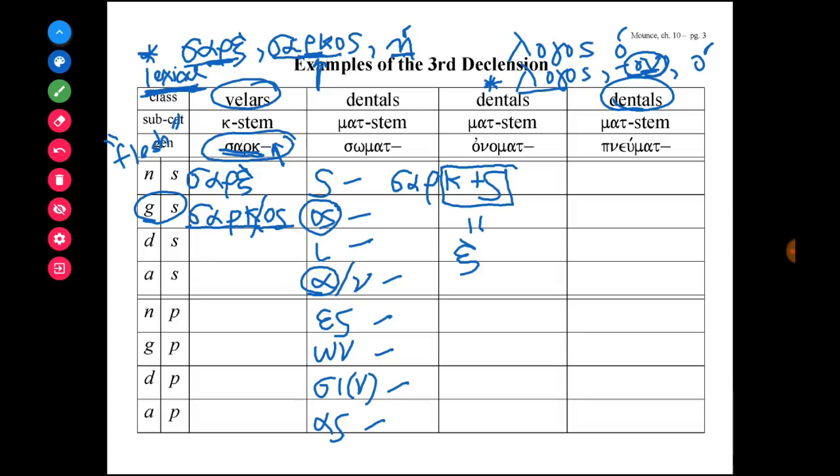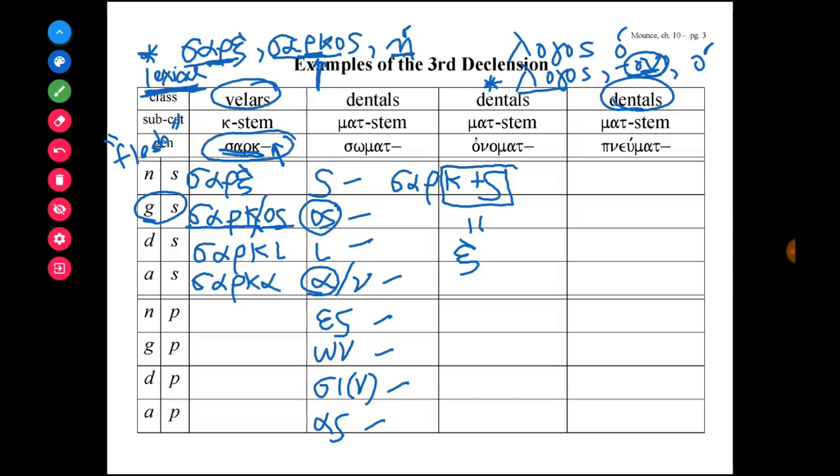So let's finish the chart. We have sarx in the nominative singular. In the genitive singular, we have sarkos. What happens when we add the iota to the stem sark? It becomes sarki, and that's your dative singular. And what about the accusative singular? We'll add to it the alpha, sarka, and that's the accusative singular.